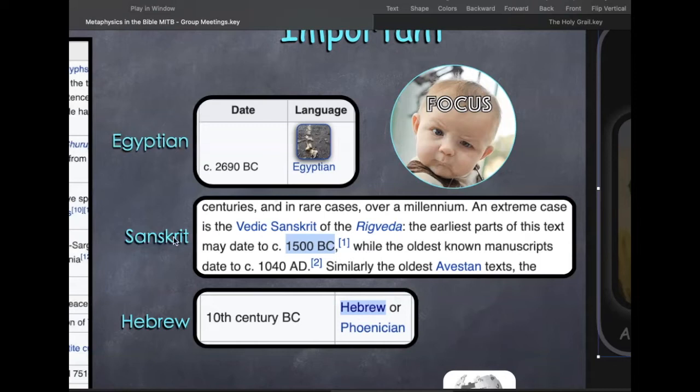Then we're going to talk about Sanskrit, which is not in this scroll, but at the top of the document, it talks about the Vedic Sanskrit. The earliest parts of this text may date to circa, means roughly 1500 BC. And then Hebrew in the 10th century BC. So we're going to focus on these three for this one word, for this portion of languages.